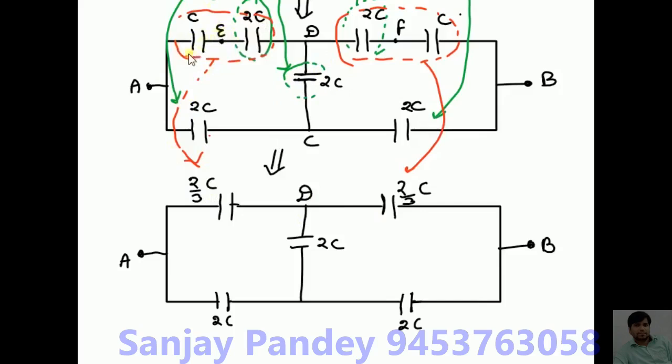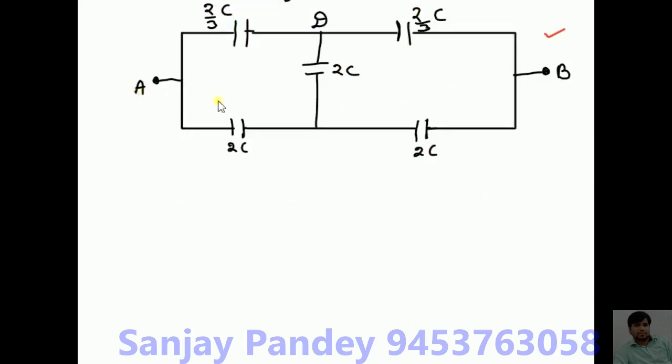Now the resultant of C and 2C is 2 upon 3C. These are in series, and the resultant of these 2C and C is also 2 upon 3C because these are also in series. So the new circuit is shown here. This is the new circuit for this given circuit.